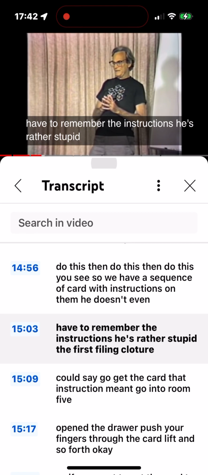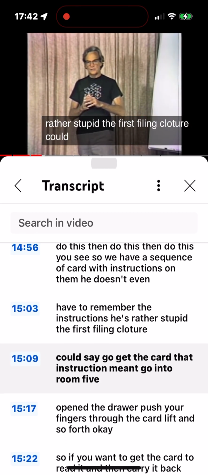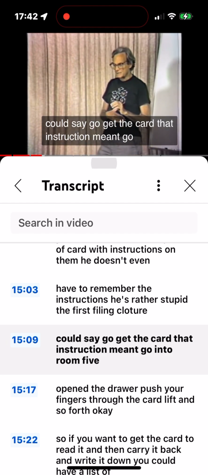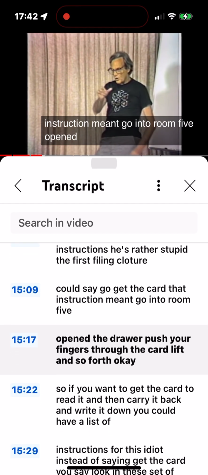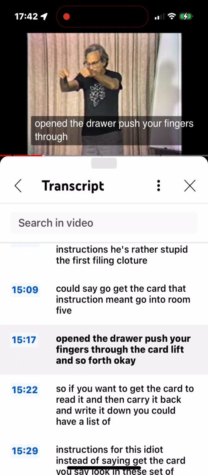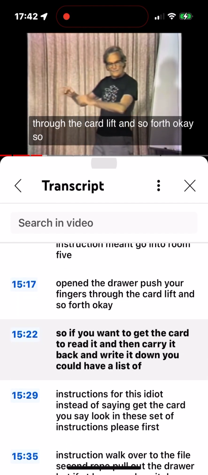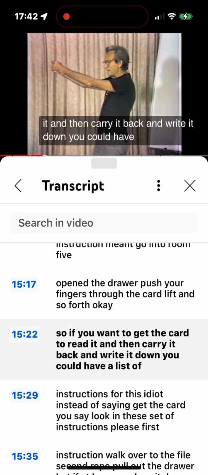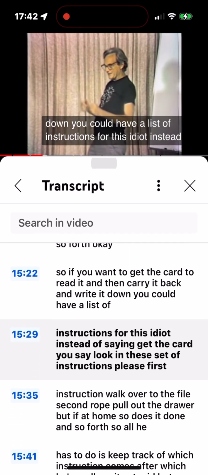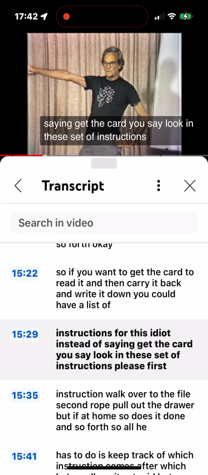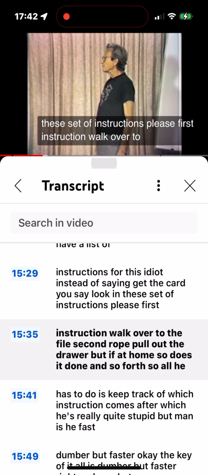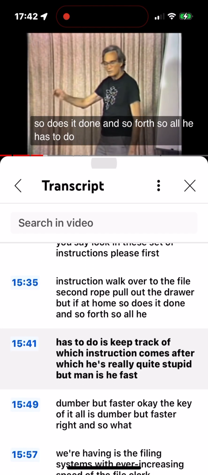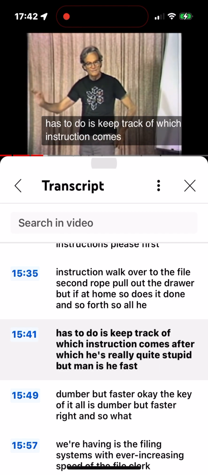He's rather stupid. The first filing clerk, you could say, go get the card. That instruction meant go into room 5, open the drawer, push your fingers through the card, lift, and so forth, okay? So if you want to get the card to read it and then carry it back and write it down, you could have a list of instructions for this idiot. Instead of saying get the card, you say, look in these set of instructions, please. First instruction, walk over to the file. Second, pull out the drawer. And so forth. So all he has to do is keep track of which instruction comes after which.